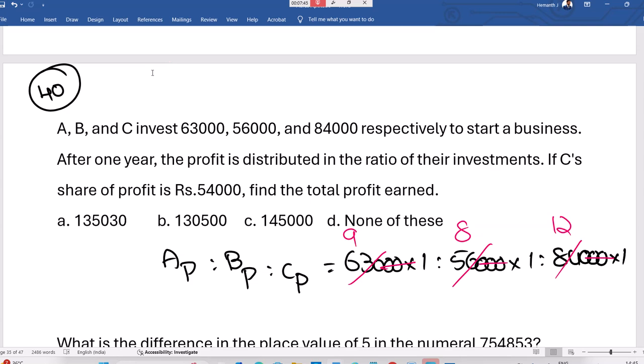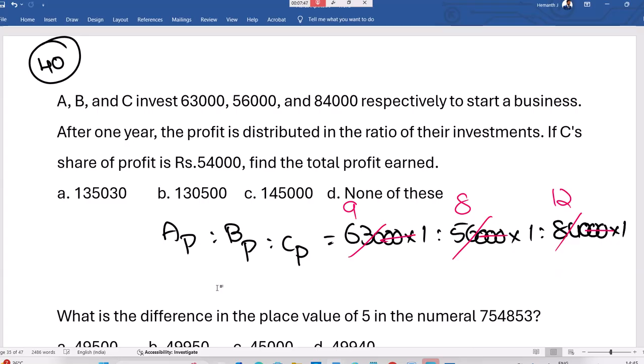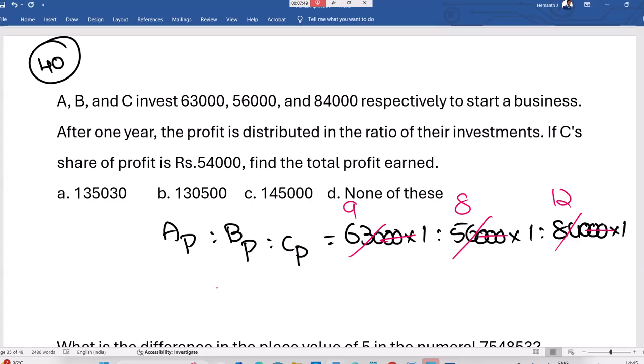Okay, now listen, they want total profit. This 12 represents 54,000. Then total will be 9 plus 8 plus 12, sorry, not 7. Total will be 29. If 12 represents 54,000, then what does 29 represent?